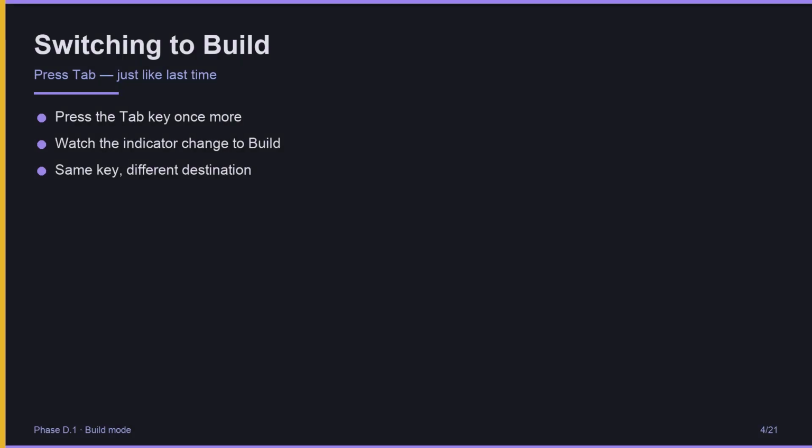Switching to build is the same gesture you already know. Press the Tab key once more. Watch the small mode indicator at the top change from plan to build. It is the very same key, Tab simply cycles between the two modes. Last time you pressed it to reach plan. This time, one more press takes you to build.